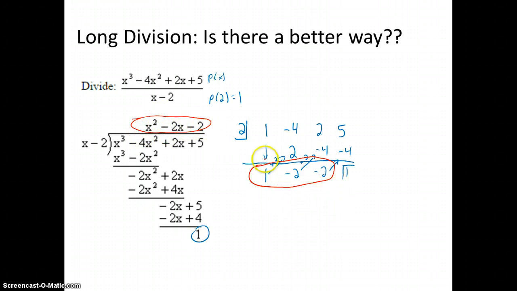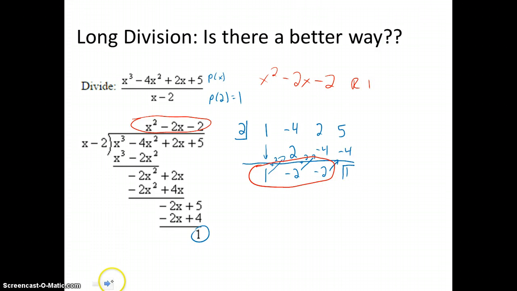How cool is that? So without even doing any of this, no long division, just in this nice succinct way, it's called synthetic division, I'm able to get not only the remainder but also the coefficients for the quotient polynomial. So what this tells me is that the result of this is 1x squared minus 2x minus 2. And my remainder is 1.